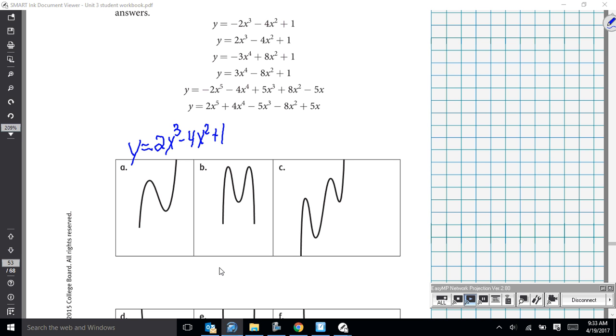All right, and then in B, is this one odd or even? It's even, right? Because they're both going down. So since they're both going down, is our leading coefficient positive or negative? Negative. And then looking at this, how many possible zeros does this one have? 4, right? Because we have 1, 2, 3, 4. So this one would be the y equals negative 3x.